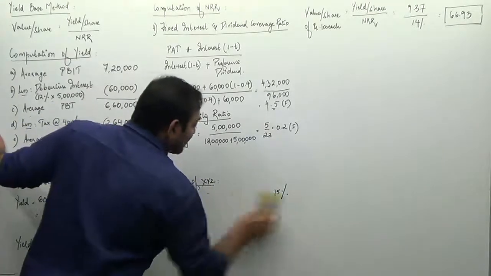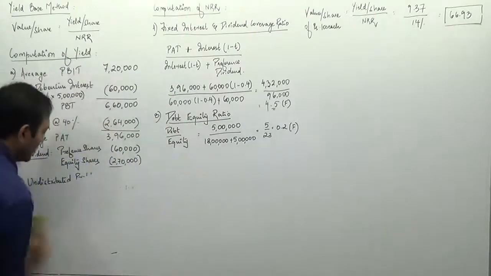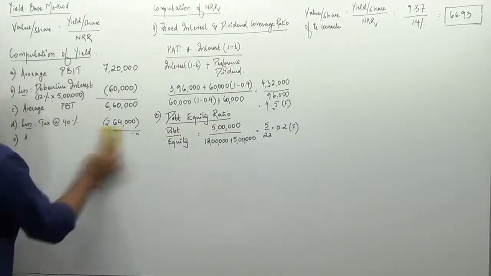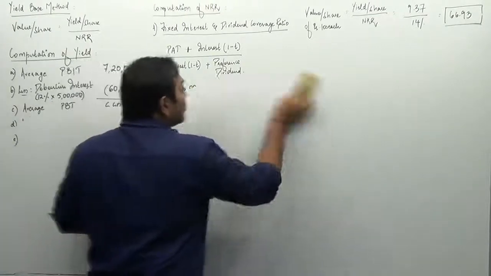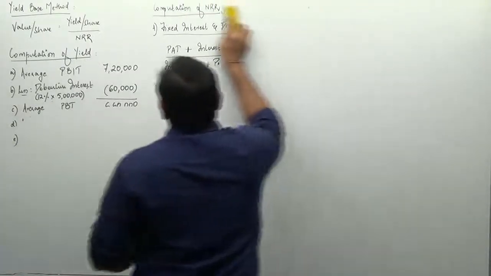First, start with intrinsic value. To calculate intrinsic value per share, I need to get net assets attributable to equity shareholder.